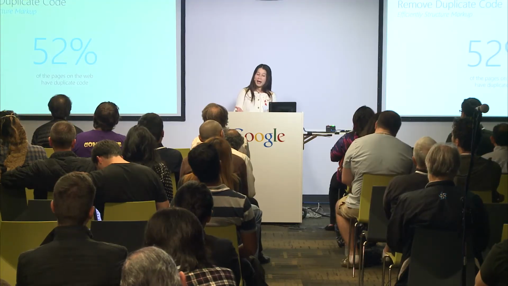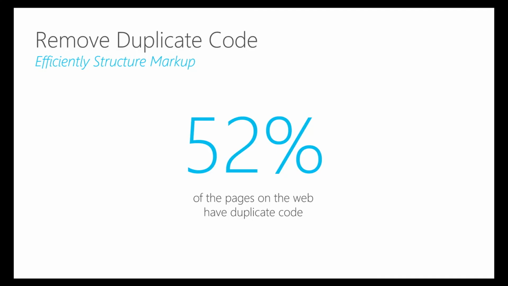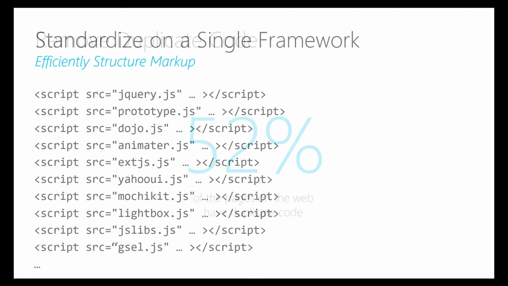So don't feel bad, because 52% of pages on the website have duplicated code. 52, more than half, right? So go back. This is another tip for you to look into: see if you have a duplicated library there, right?